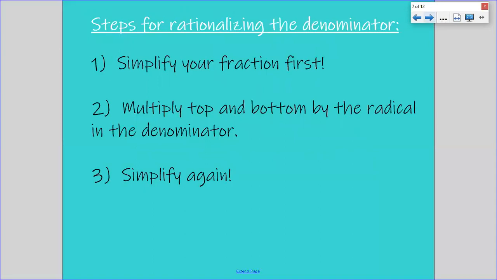Number one, simplify your fraction first, if that's easier for you. Number two, multiply the top and the bottom by the radical in the denominator. Not everything in the denominator, just the radical. And number three, simplify again.